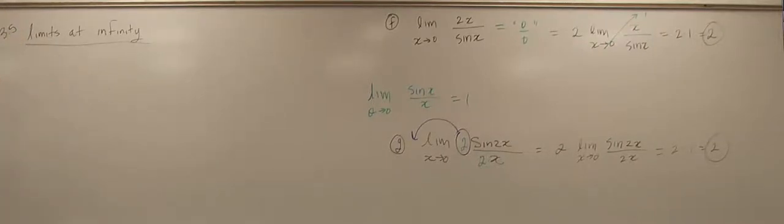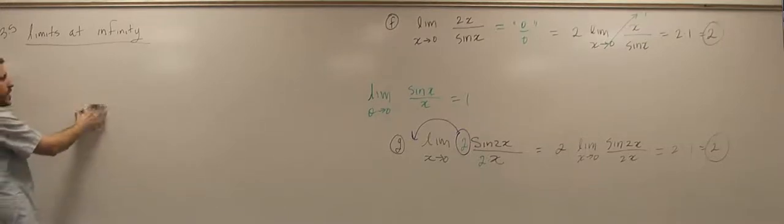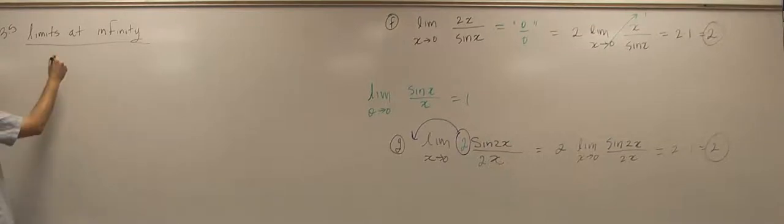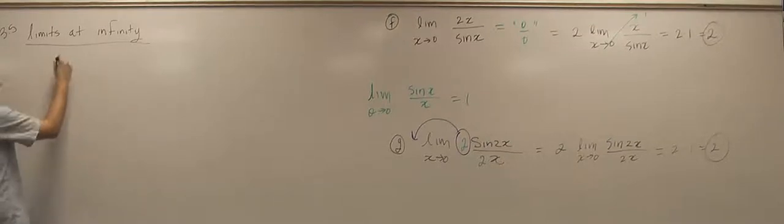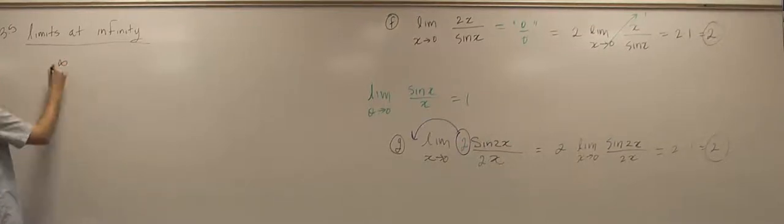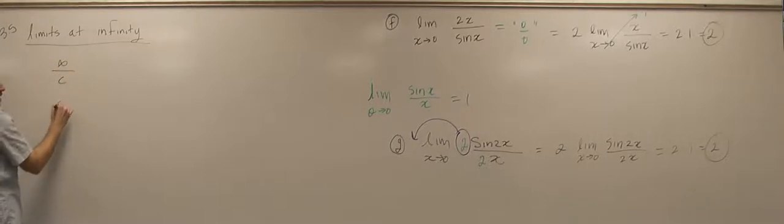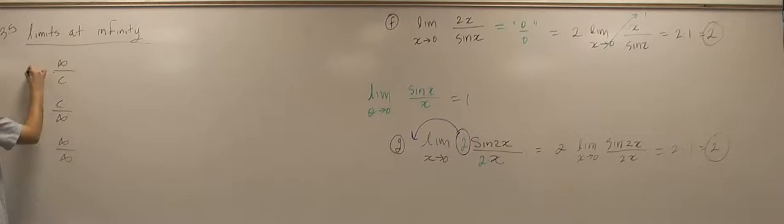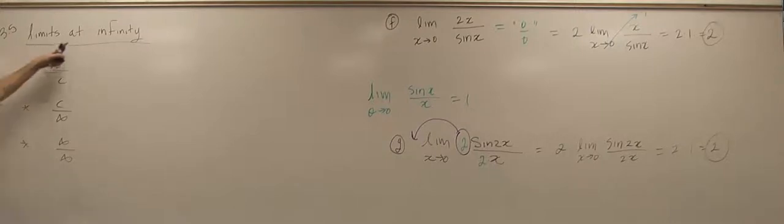So kind of the moral of the story here is, if you plug in your number, if you try to evaluate your limit, and you get, there's kind of a couple special forms: infinity over a constant, or a constant over infinity, or infinity over infinity. So limits at infinity means you're letting x go to infinity, and so when you plug in infinity for x, you kind of land in one of these categories usually.